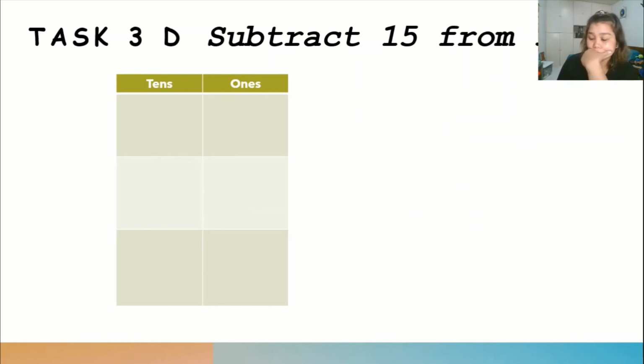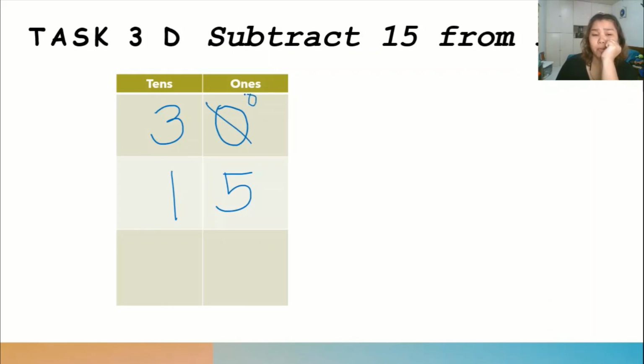Another one: subtract 15 from 30. Which one is the minuend? 30. And then 15 will be our subtrahend. We begin with the ones. So, 0 minus 5. Can we get 5 from 0? No. So, we prepare to borrow. This one becomes 2. This becomes 10. 10 minus 5 is 5.